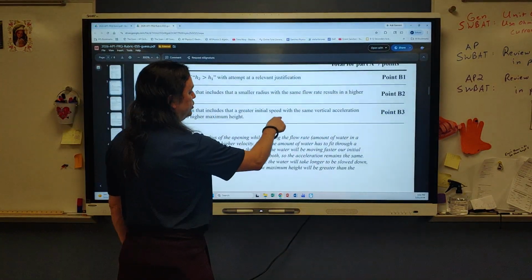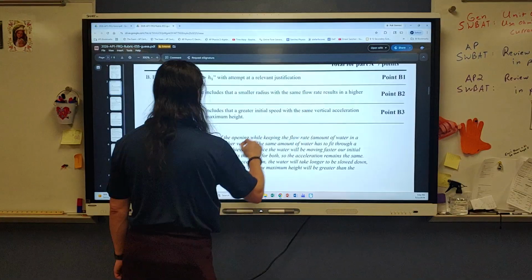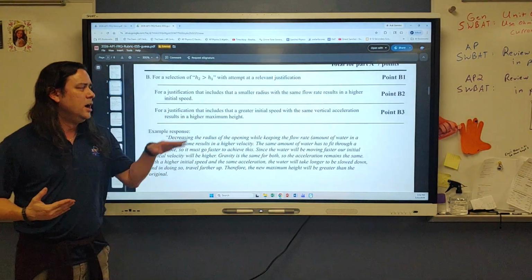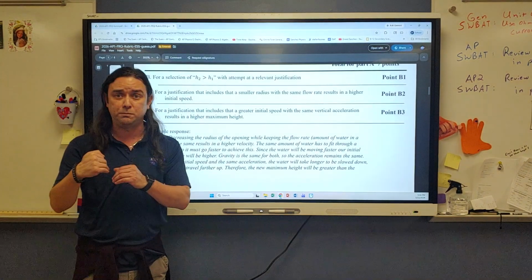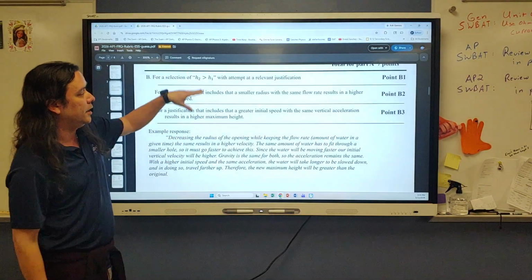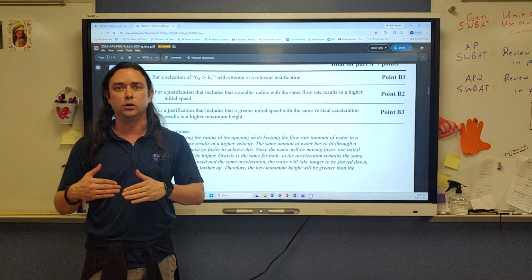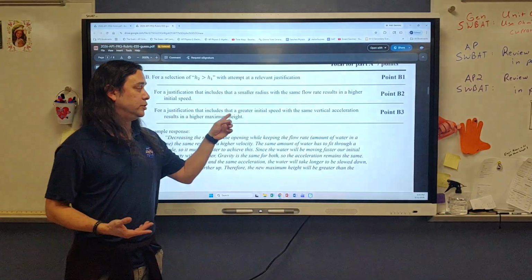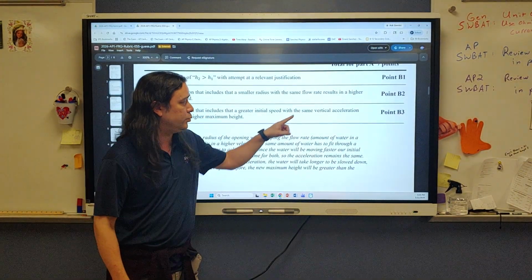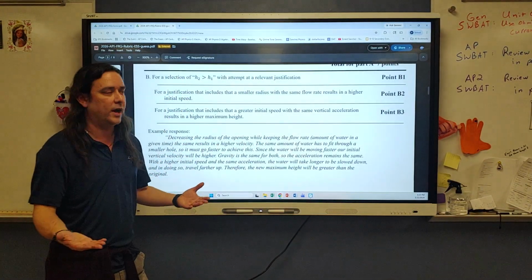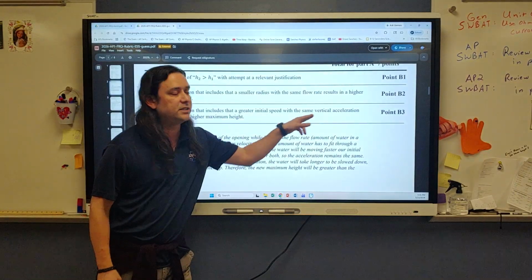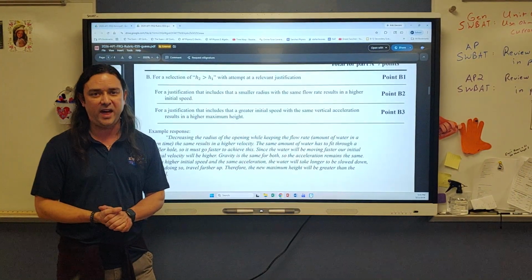For a justification that includes that a greater initial speed with the same vertical acceleration results in a higher maximum height. This might also be interpreted as for correctly predicting the effect of speed on height. So if you said that H1 would be greater than H2, you might not get some of the earlier points, but if you said it because you concluded that the water would be moving slower, there's a good bet that you could still get this third point. So even though I've written it to say greater speed results in greater height, if you predicted that it was a lower speed and therefore would be a lower height, you're showing the same knowledge as here, so you might still be able to get that point.